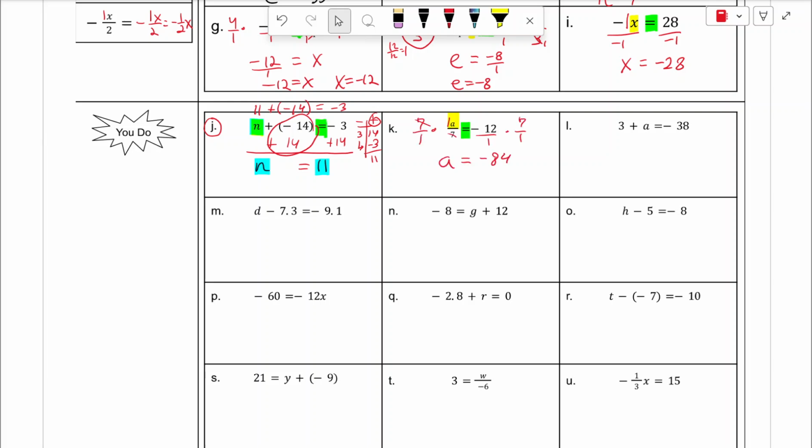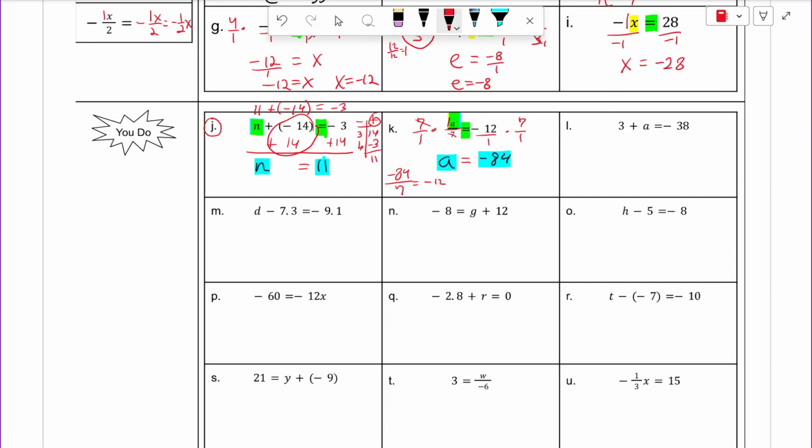Okay, A is negative 84. How do we know that we got it right? Well, we can use the substitution property. We're claiming that A is the exact same thing as negative 84, and all you have to do is put negative 84 right where the A is. So if you do that, negative 84 divided by 7 is equal to negative 12.